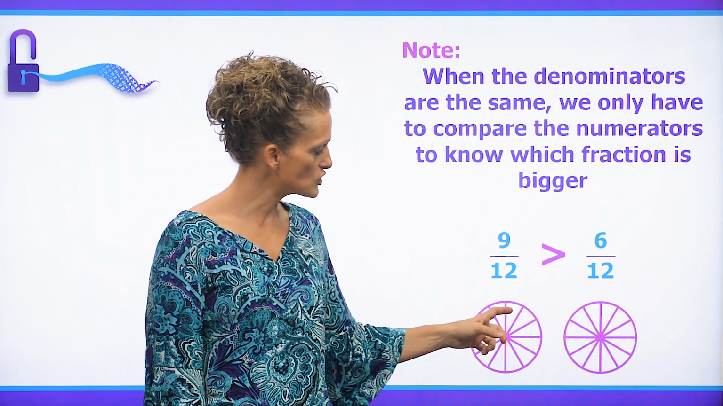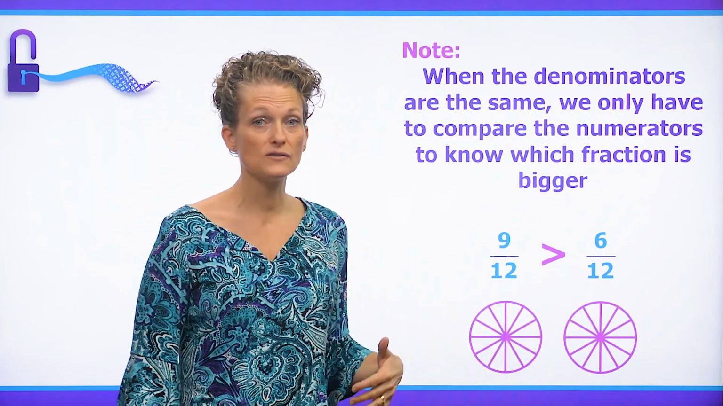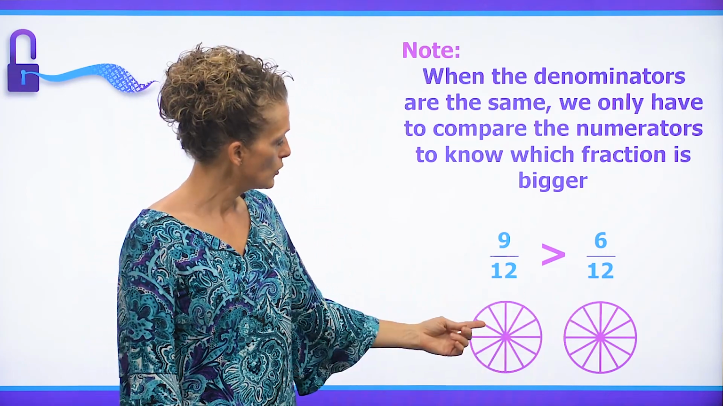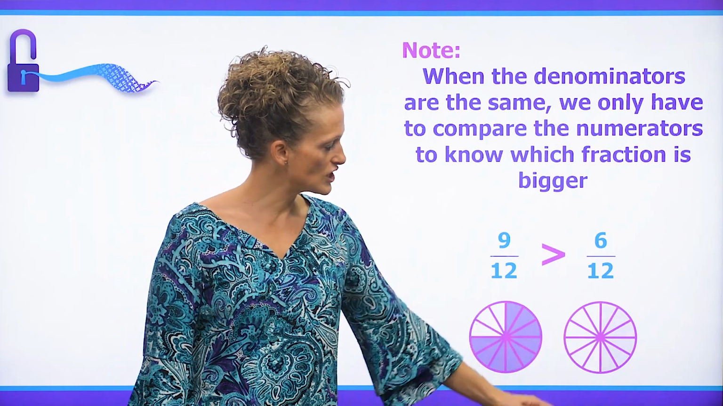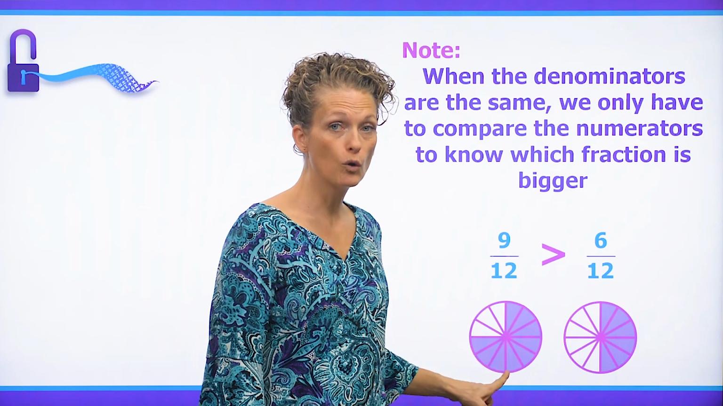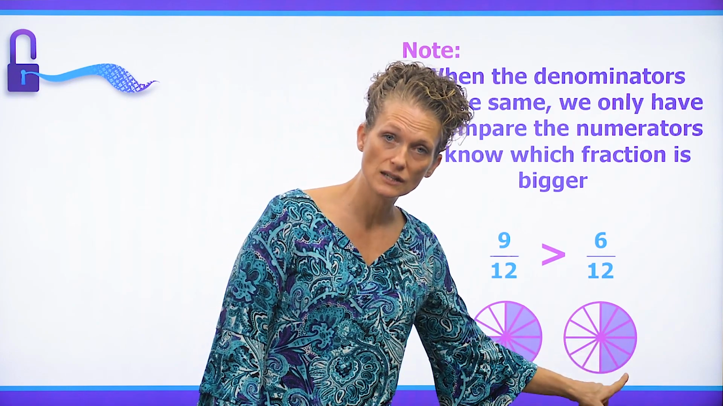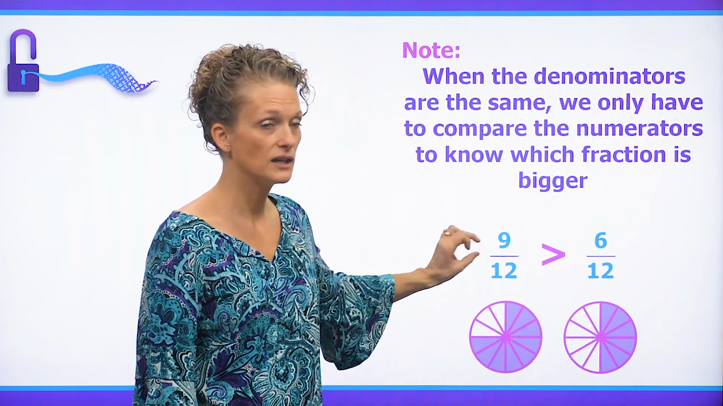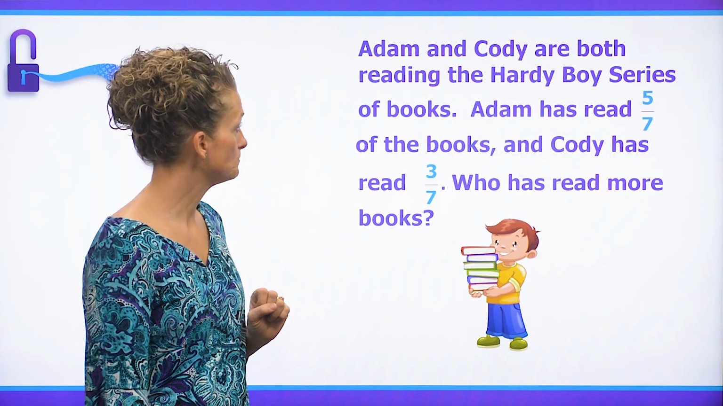And if we look at that visually, again, we have these two circles divided into 12 equal pieces. We're going to shade 9 here, and we're going to shade 6 here. And we can see that in this one, more of the circle is shaded than this one, so this one is the bigger fraction.